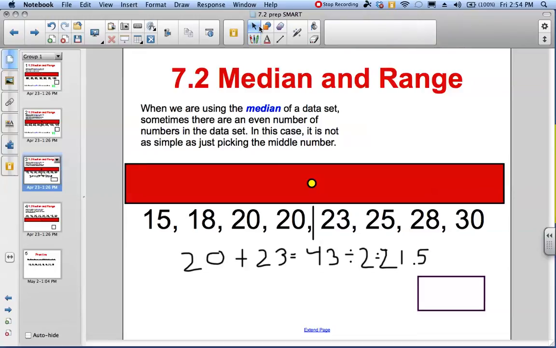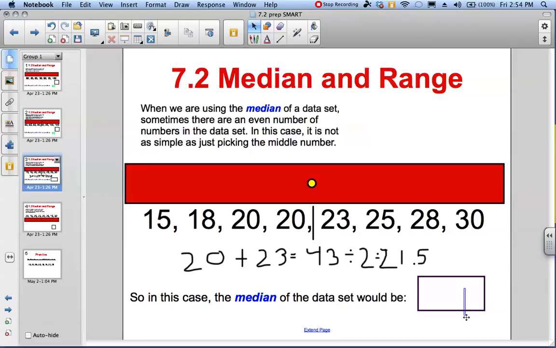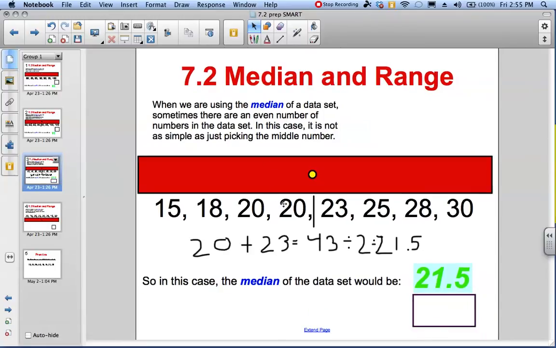So, in that case, what would the median of this data set be? Well, 4 on one side, 4 on the other. The number that falls in between them both is 21.5. So the median of this data set is 21.5. There isn't 21.5 as a number in the data set, but because the median, or the middle, would fall between two numbers, we add them together, divide that number by 2, and that answer, 21.5, becomes the median.